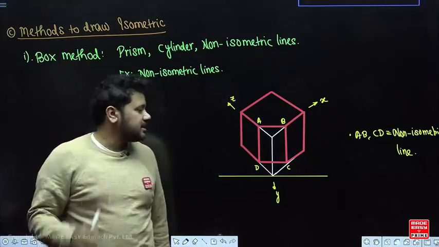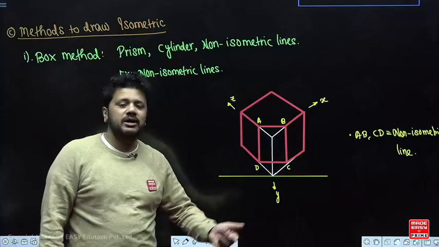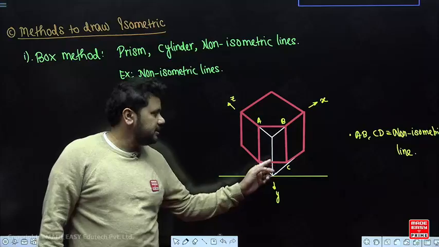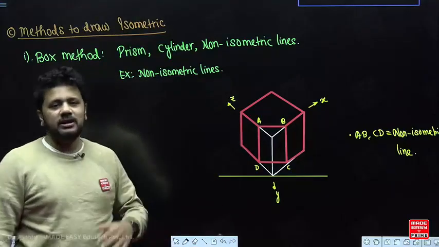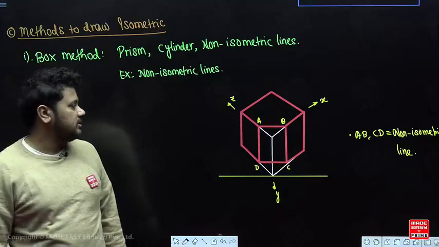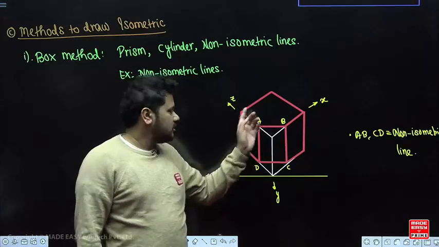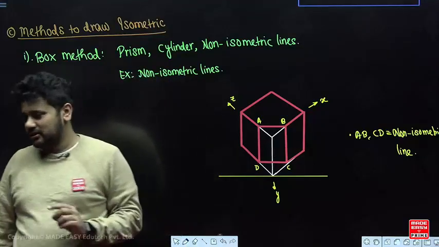So isometric lines are the lines which are parallel to isometric axis. If it is not parallel to isometric axis, it will be called as non-isometric line. AB and CD, it is neither parallel to x-axis nor y nor z. So if it is not parallel to x, y, z, it will be called as non-isometric. So you can see that this is called as box method, right? So in a box I have completed the figure and this is how we have drawn it, right? Clear?